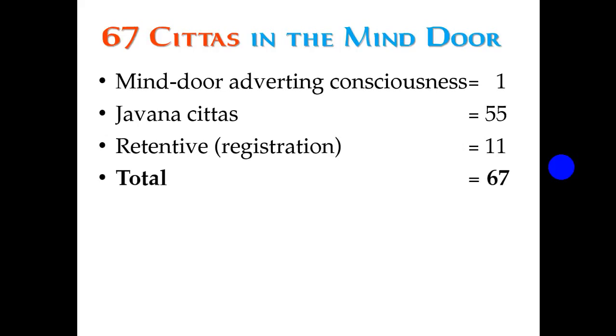Altogether, 67. So here, I think you will know that all the 55 javana chetas can arise in the mind door. So not only 29 sensuous javana chetas, but also 18 sublime javana chetas and 8 supramundane chetas. All right. So by looking at this, jhana, magga, and phala can be experienced in the mind, because they arise in the mind door, right?